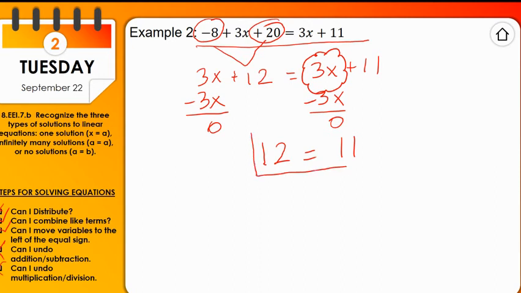Here, I have 12 is equal to 11. That's a bit confusing to Mr. Clayton because 12 can never equal 11, but there's an equal sign in between. So 12 does not equal 11. If I arrive at a value or what appears to be a solution where I have a constant equals a different constant, we have no solution.